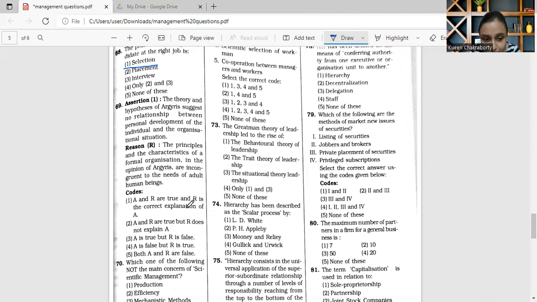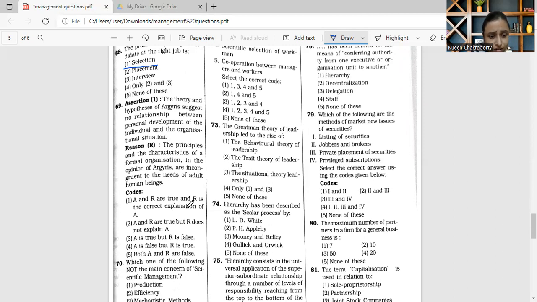So there are a series of codes. A and R are true, and R is the correct explanation of A. A and R are true, but R is not the correct explanation of A. A is true, but R is false. A is false, but R is true. Both A and R are false.